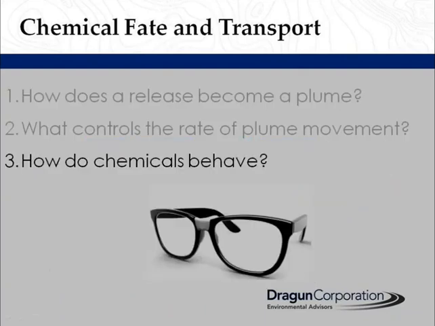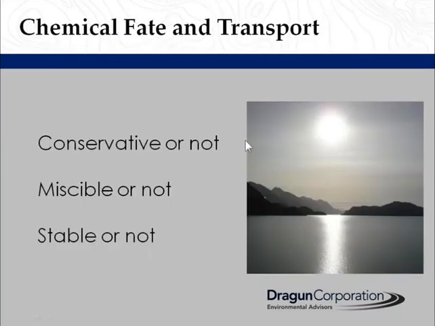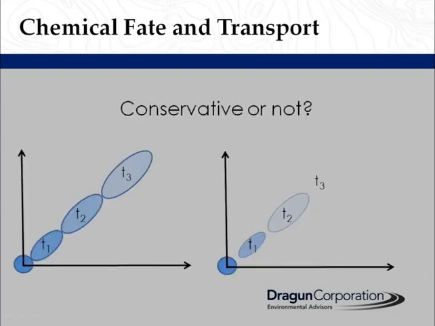How do chemicals behave in groundwater? This is really going to be a quick overview. We can have chemicals that are conservative or not, miscible or not, stable or not, and I'll talk about these a little bit. So when we looked at the initial few slides, we were talking about a conservative chemical. That conservative chemical changes concentration only by mixing with groundwater of a different concentration. And remember, we had the release time 0, time 1, time 2, time 3. We can see a plume moving through the groundwater flow system.